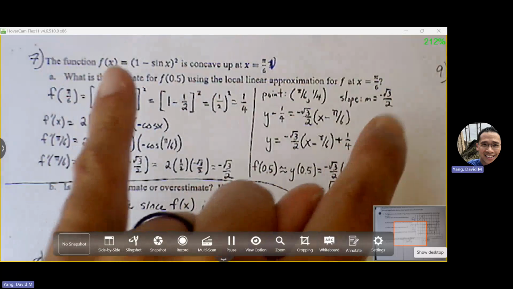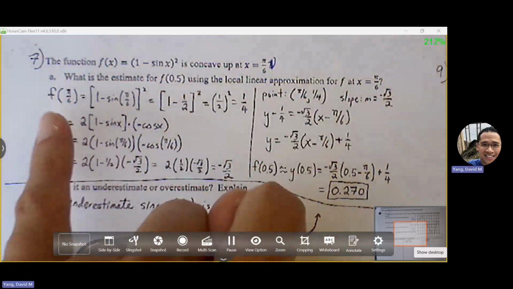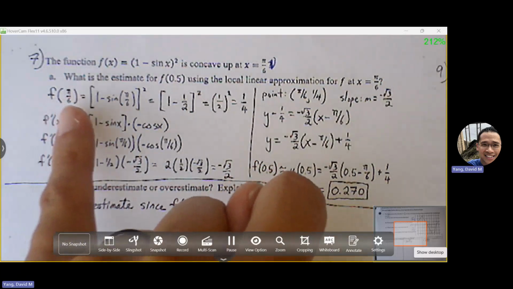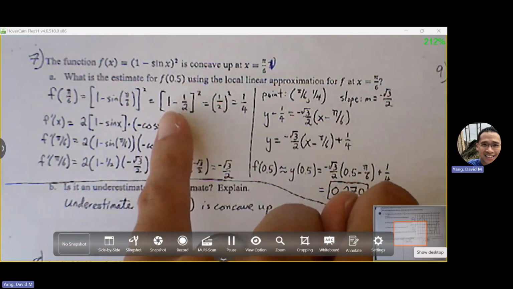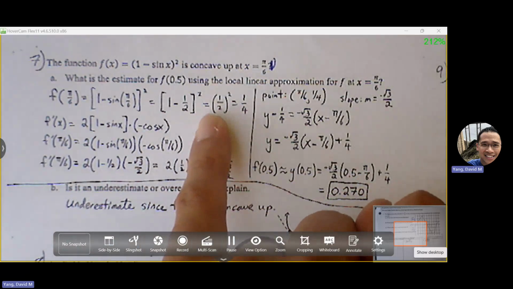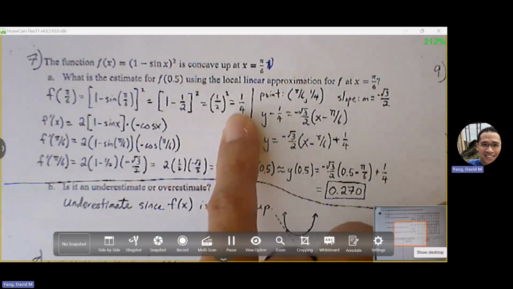Okay, so the ordered pair comes from the original function. Plug pi over 6 into the x value of my function. I'm able to get it all the way down to 1 minus 1/2, which is 1/2. 1/2 squared is 1/4.